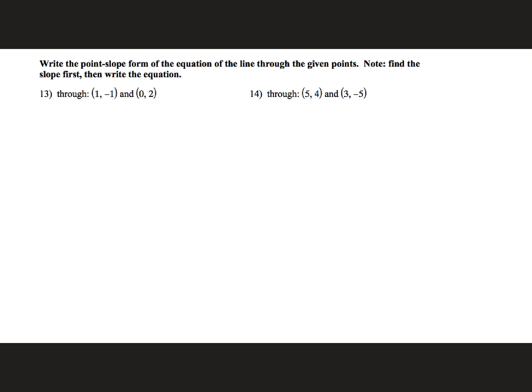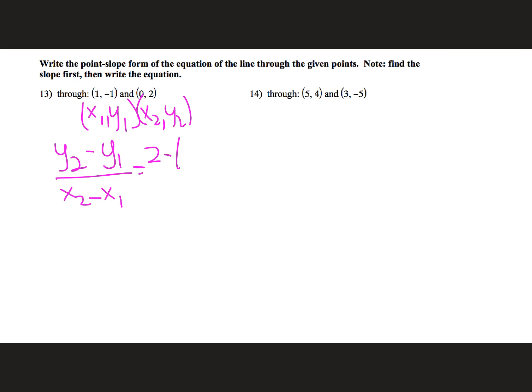Ooh, write the point slope form. Find the slope first. So, first one I'm going to do the slope formula. Second one I'm going to do the way that I think about it. So maybe I think of this as x1, y1 and x2, y2. So the slope formula is y2 minus y1 over x2 minus x1. So in this case, that's going to be 2 minus negative 1 over 0 minus 1. So 2 minus negative 1 is 3. 0 minus 1 is negative 1.